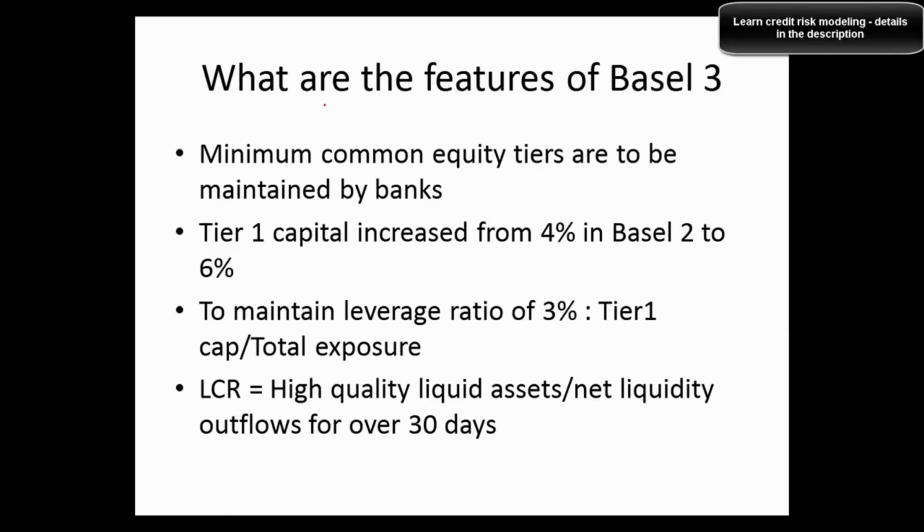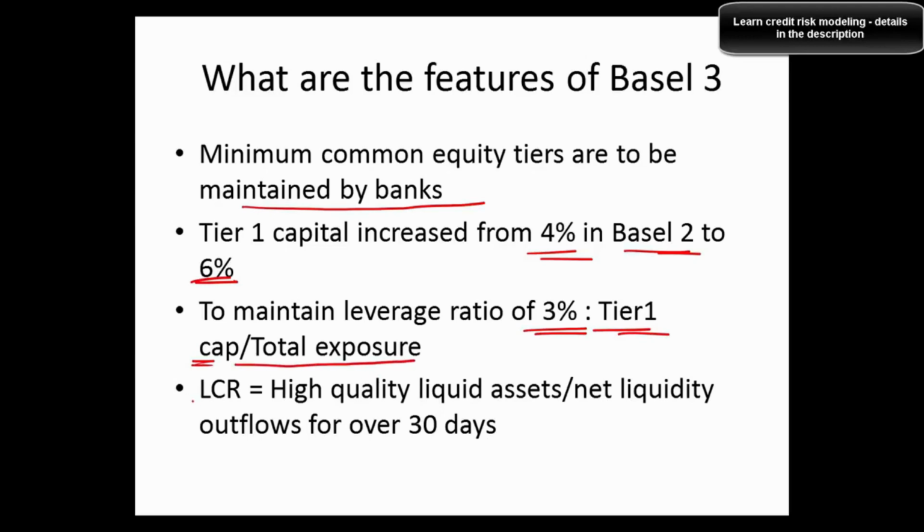What are the features of Basel 3? Basel 1 and Basel 2 we discussed. How do we explain the features of Basel 3 and how are they different from Basel 1 and 2? The minimum common equity tier has to be maintained, which it takes from Basel 2 as well. The Tier 1 capital increased from 4% in Basel 2 to 6% in Basel 3. So that was an enhancement from a lower percent to a higher percent of Tier 1 capital, a compulsory capital to be maintained by banks. Also to maintain a leverage ratio of 3%. And what is leverage ratio? It's basically the ratio of Tier 1 capital to the total exposure. So that has to be maintained at 3%.